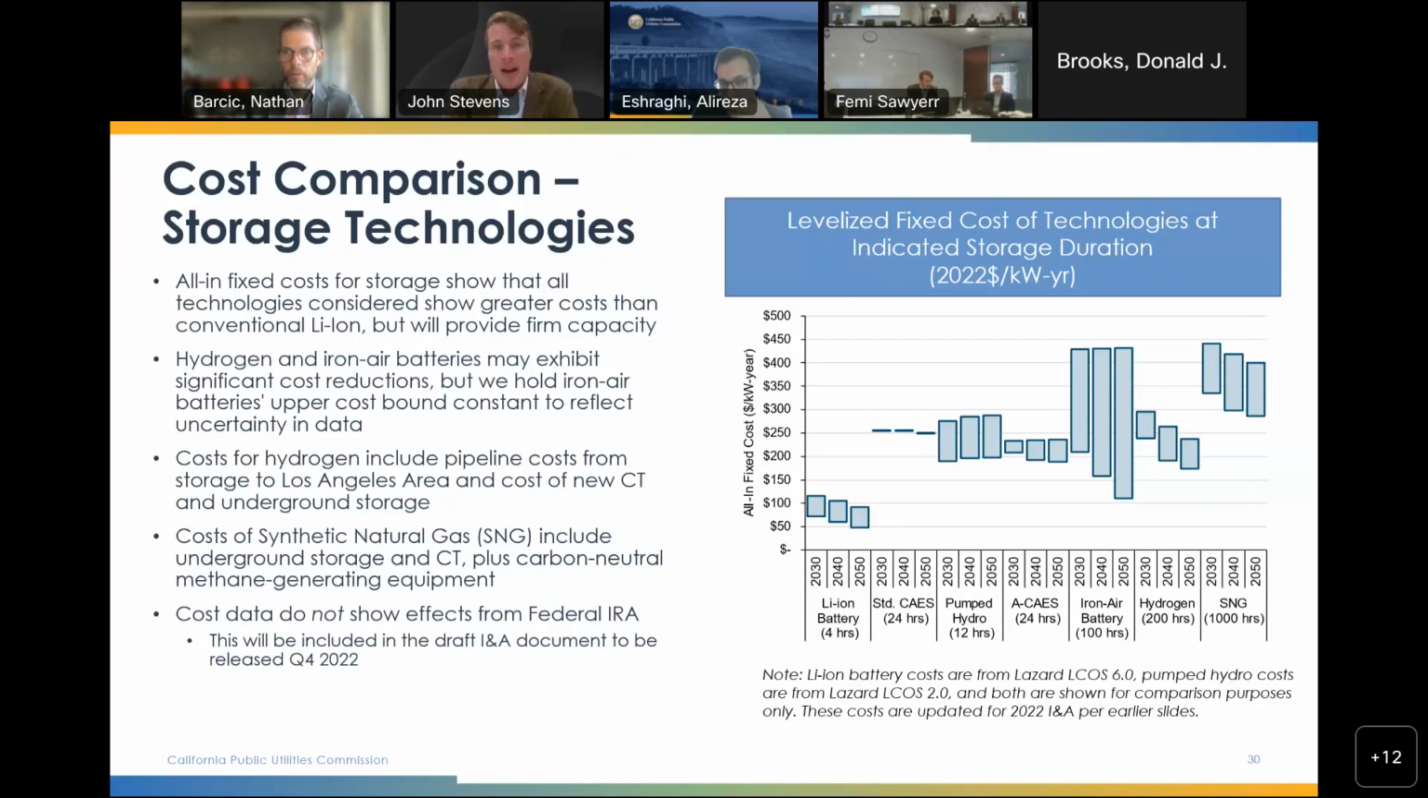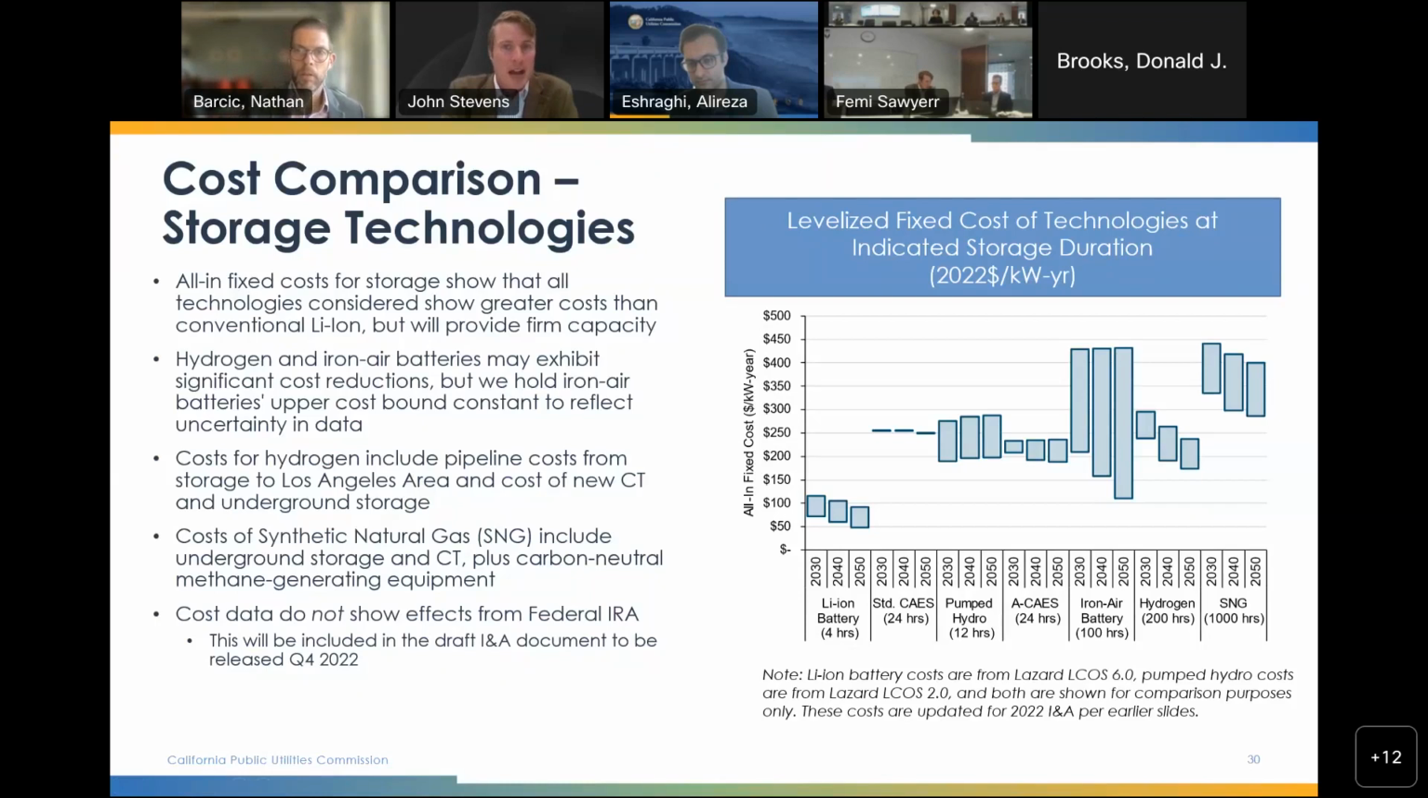And we can see that lithium-ion batteries are much less expensive than a lot of the other technologies, as would make sense. These have already been deployed in north of 3 gigawatts or so in the CAISO market to date, as well as other markets. You can see that as you go up in duration length, so for instance, compressed air energy storage, pumped hydro storage, and adiabatic CAES, these costs are higher. And then as we move up even further in duration, so for things like iron air batteries, hydrogen and synthetic natural gas, or SNG, the costs continue to rise.